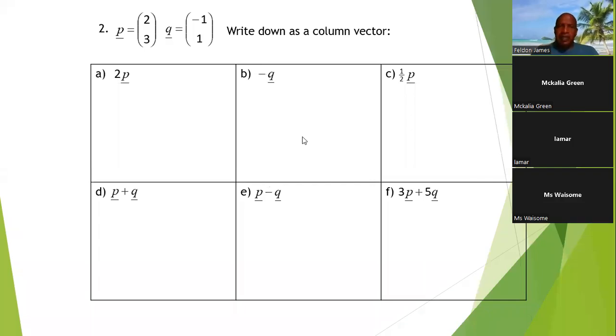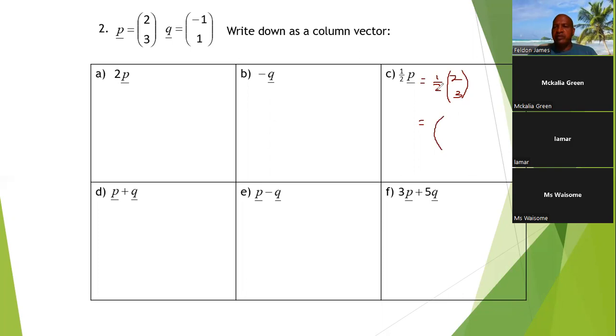All right, guys, so we're back. As we were saying, we were at C, and we say that C will be half P, and half P would be equal to half times the matrix 2, 3. But remember, multiplying each of those elements in the matrix by a half would be the same as dividing each of them by 2.